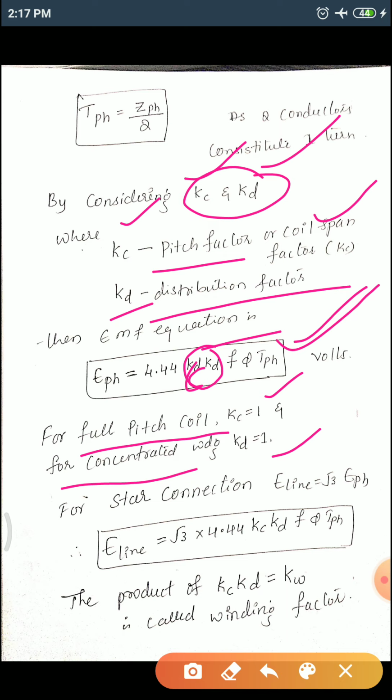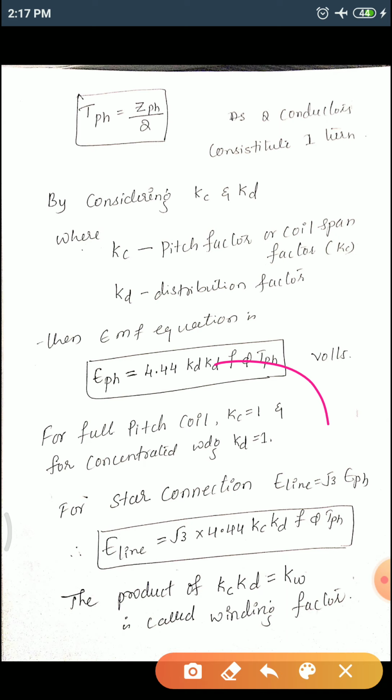Suppose a star connection. For a delta connection, the voltages are the same, E_L equals E_phase, but for a star connection E line will be equal to root 3 times E phase. Therefore E line will be root 3 times 4.44 K_c K_d fΦ T_ph. As we know, the product of K_c and K_d is K_w, the winding factor.